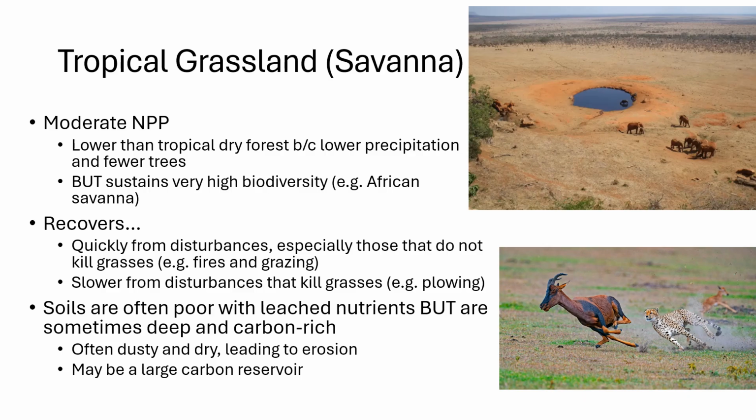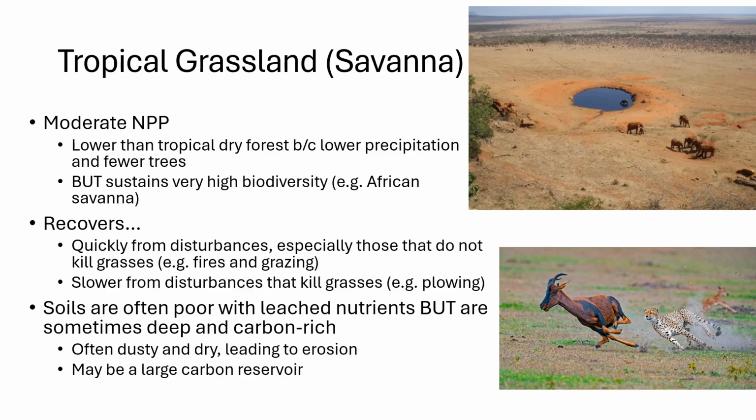It does recover quickly from disturbances. Grasses are pretty quick to grow, but those grasses do have to establish themselves. And if erosion is faster than those plants can establish themselves, then we can have desertification occurring. It's going to be pretty quick if that disturbance doesn't kill the grasses, so if it's something like a fire, but it's going to be pretty slow if those grasses are destroyed. So if an area was plowed in order to grow an agricultural crop like millet or corn, versus if there was just grazing or a fire.